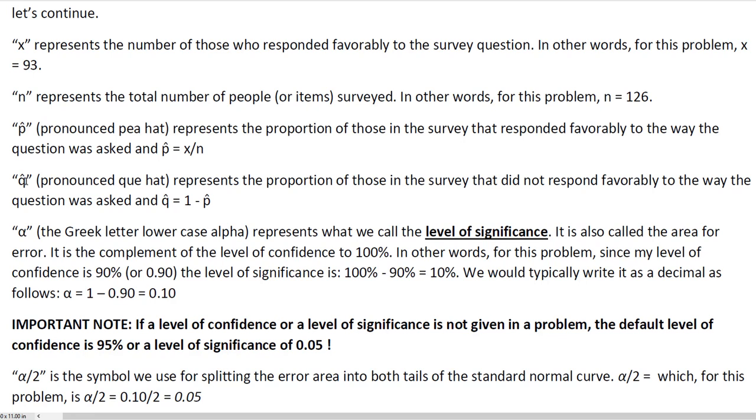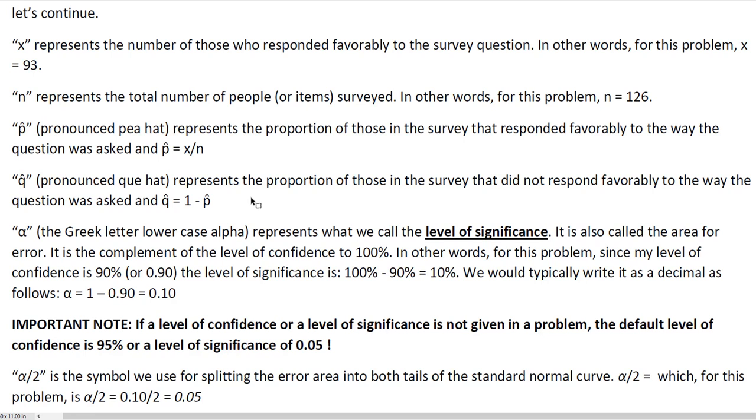We have q hat, and it represents the proportion of those in the survey that did not respond favorably to the way the question was asked. In order to get that number, we just subtract p hat from 1, or 1 minus p hat equals q hat. Something that you should always remember in probability and statistics is that q is always equal to 1 minus p.